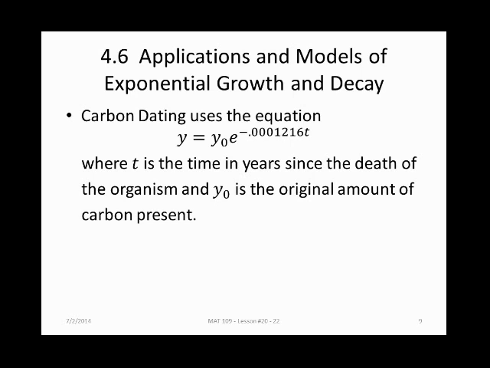So the equation that predicts that decay is this one. And if you notice, it looks extremely similar to what we just saw. Y equals y sub 0 e to the k times t. In this case, our k is a negative number, which indicates decay. T is how many years since the death of the organism. Y sub 0 was the original amount of carbon present. We don't need to know how much was originally present. We're just looking at the percent change. So this is exponential decay.